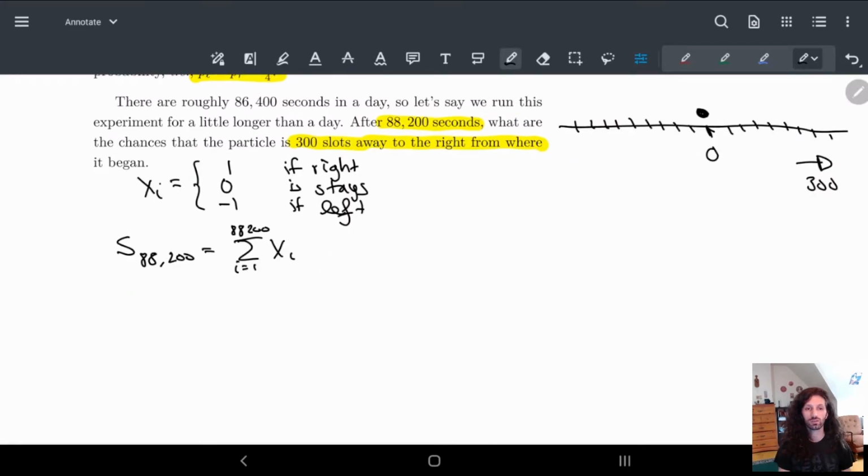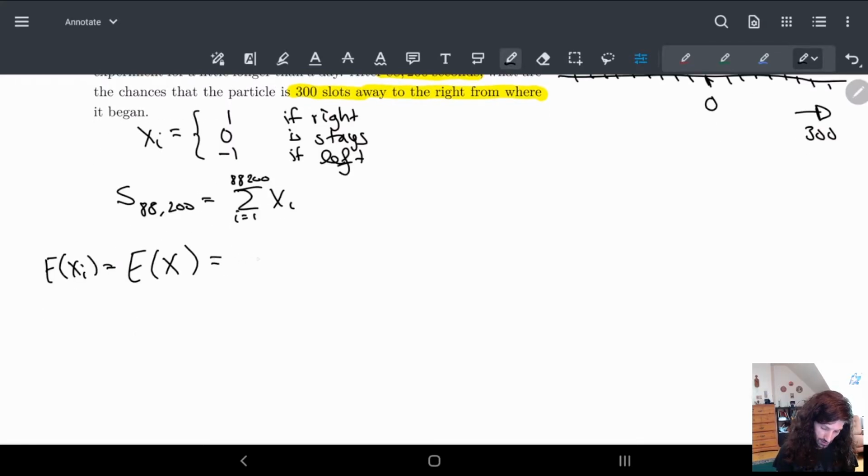So first we're going to want to calculate the expected value of any one of these. It's always the same distribution. They're all independent. So let's see the expected value of one of these trials. So here I'll write that this is equal to the expected value of X_i, so we can be extra prudent. And here we just take the sum of x times the probability that X is equal to x. And here x is either -1, 0, or 1.